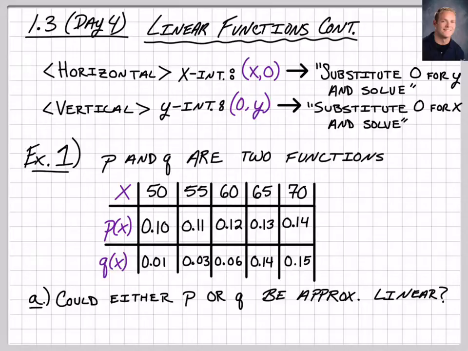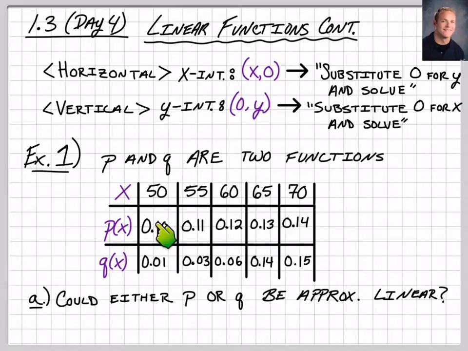So if we just inspect what's going on here in this table, the x's, those are staying pretty constant, right? They just go up by 5 every time. So if it was a linear function, the outputs, whether it's p or q, the outputs should be going up at a constant rate too. Since the x's are going up at a constant rate, we should see the outputs also going up at some constant rate. And I think you notice that with p here.